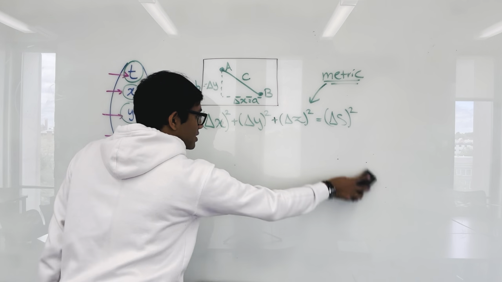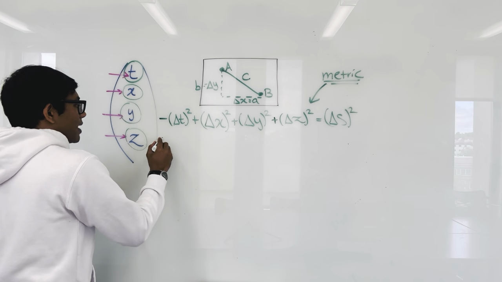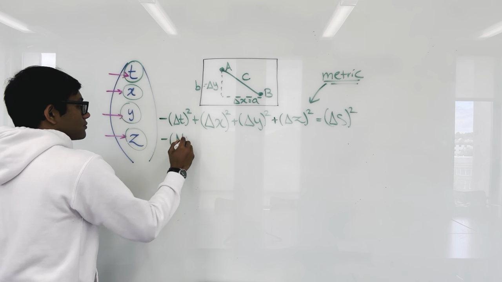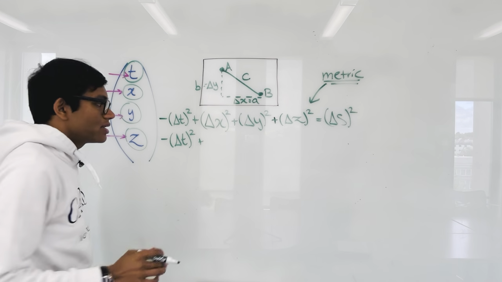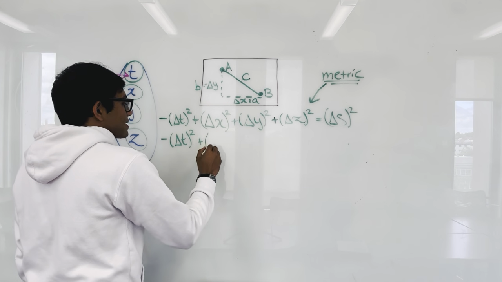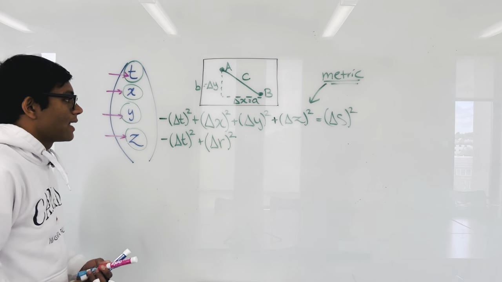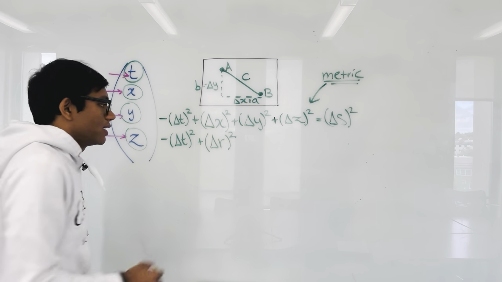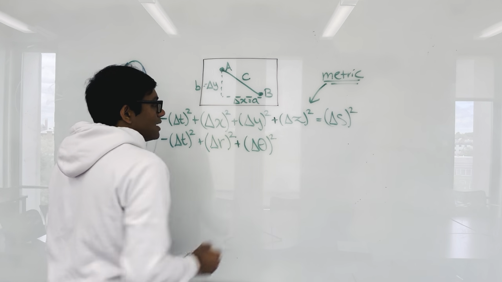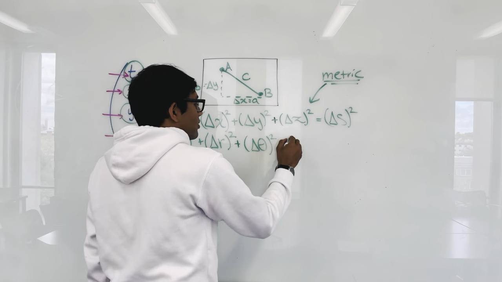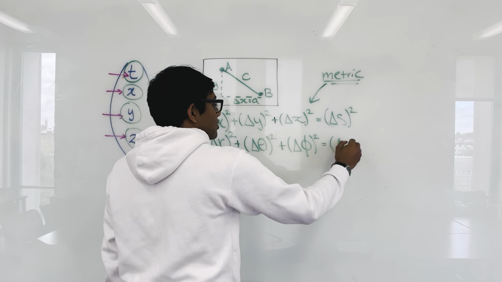So my metric is going to change as follows. I'm going to still have my minus delta t squared. This delta x squared is now going to be replaced. Instead of x, I'm going to use r. It's going to be replaced by delta r squared. Instead of delta y squared, this is going to be replaced by delta theta squared. And instead of delta z squared, this is going to be replaced by delta phi squared. And this is all going to equal delta s squared.